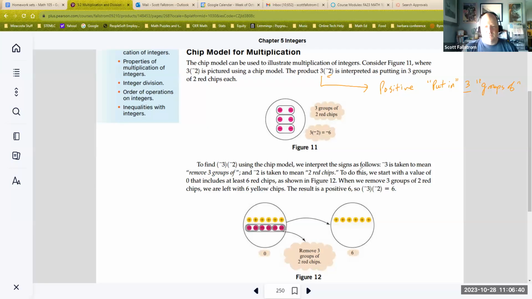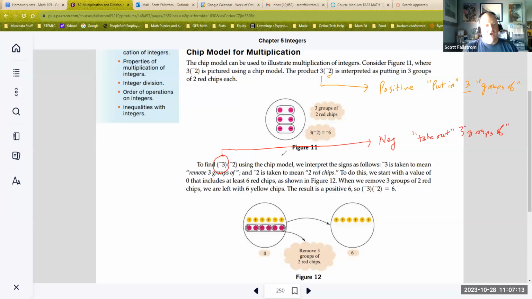And again, the reason why I think this is important, and unfortunately it was not stated in the textbook, even though I might have recommended it to the authors, is because the next one, if you had a -3 to start, the -3 starts with a negative. And so the language is not put in, you would think of take out. So you would take out 3 groups of -2.